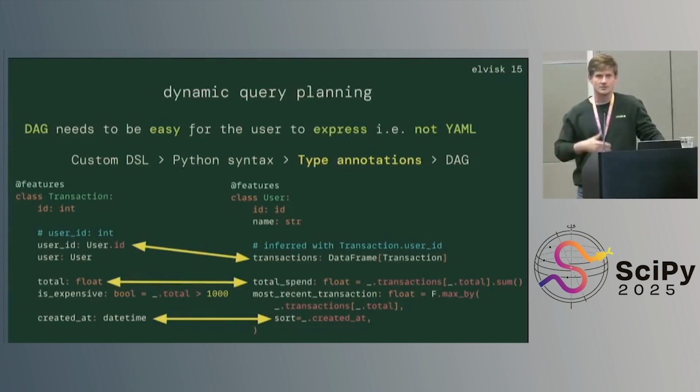Once you've got some stuff like this, you can start building expressions in terms of the schema. So I might say, for example, that a transaction is expensive if the total is greater than 1,000.